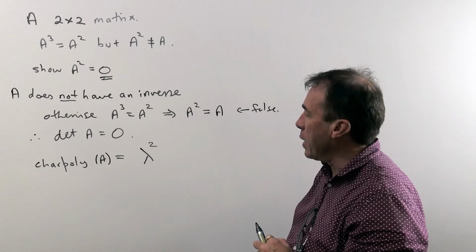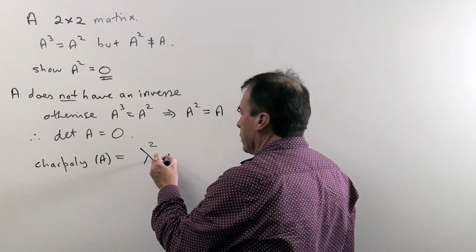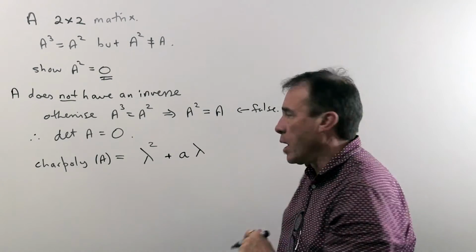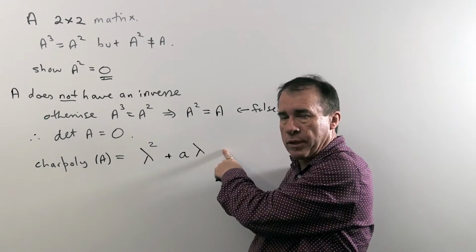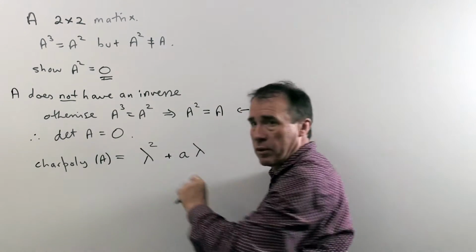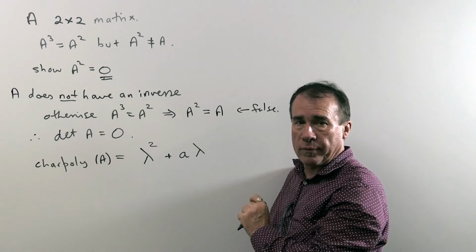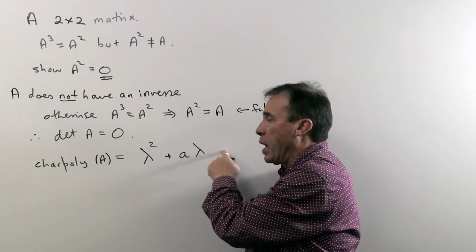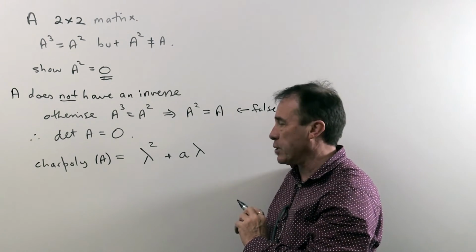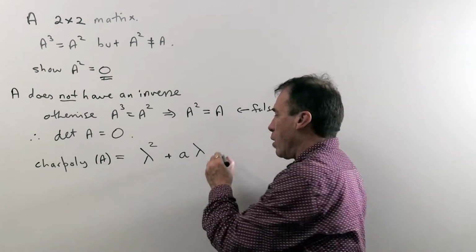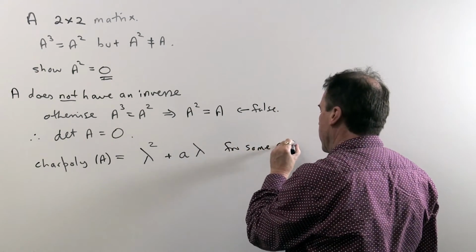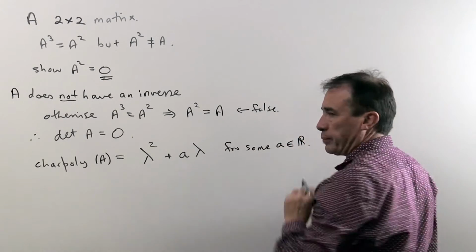So lambda squared. Now it may have a lambda term, but if it had a constant term, remember that the constant term is the product of the eigenvalues, and one of them is 0 because the determinant is 0. And so that means the constant term here has to be 0. So the shape of the characteristic polynomial has to be lambda squared plus a lambda. We don't know what a is yet, for some real number a.